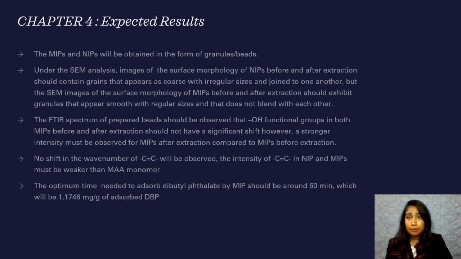This is because of breaking of the double bond by the initiator through a polymerization reaction on the monomer and cross-linker, and this affects the formation of MIPs and NIPs. Lastly, the optimum time needed to adsorb dibutyl phthalate by NIP should be around 60 minutes, which will be 1.1746 mg per gram of adsorbed DBP.